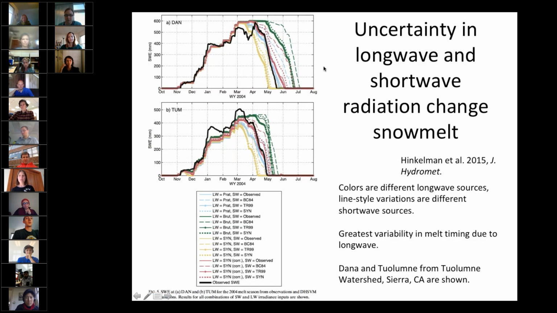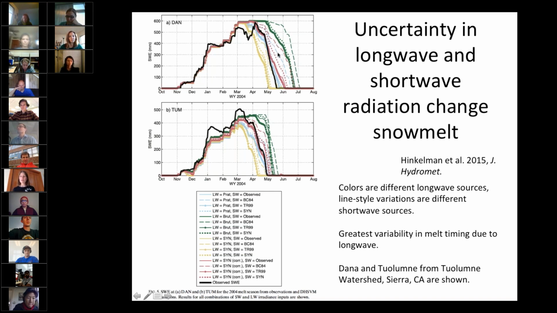So here's a study led by Laura Hinkleman, and these are two Met stations in Yosemite National Park in the Sierra Nevada, which is a pretty sunny location. This is Dana and Tuolumne Meadows in the Tuolumne watershed, and she just wanted to know what impact the uncertainty in long wave and short wave radiation has on snowmelt. So what you see here, the colors are different long wave sources, and the line style variations are different short wave sources. And so you can see that for this location, really the greatest variability in melt timing is due to which parameterization you pick for long wave.